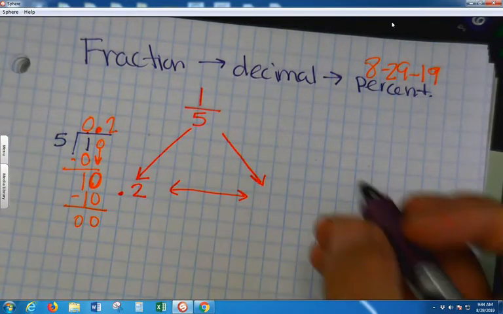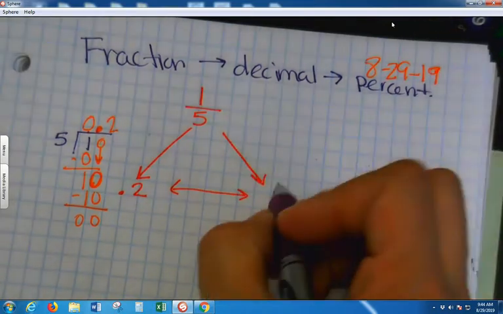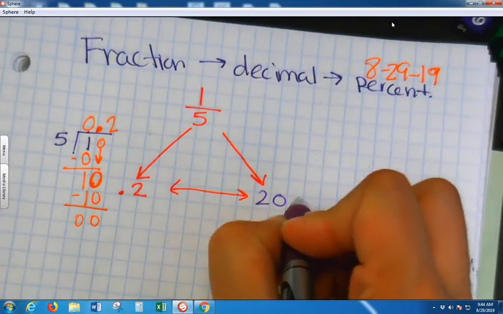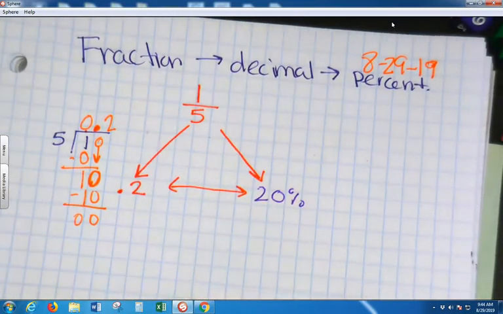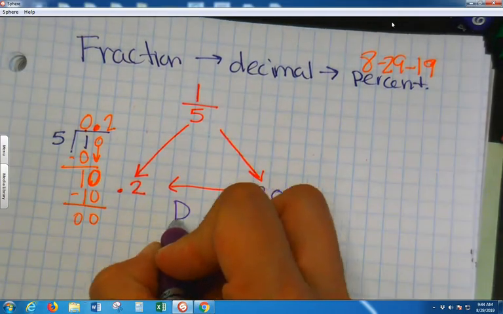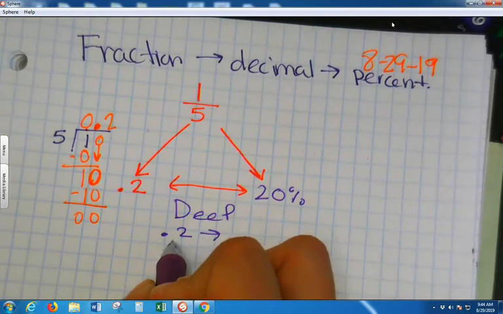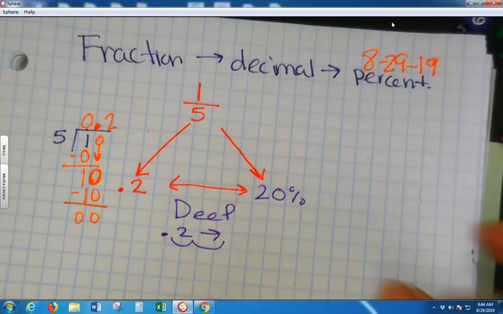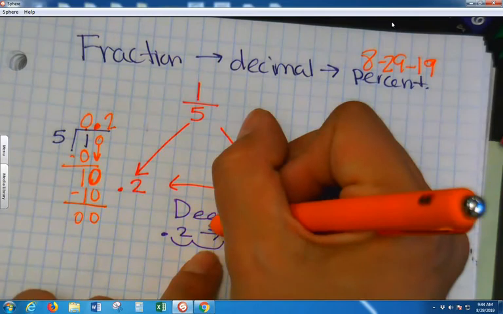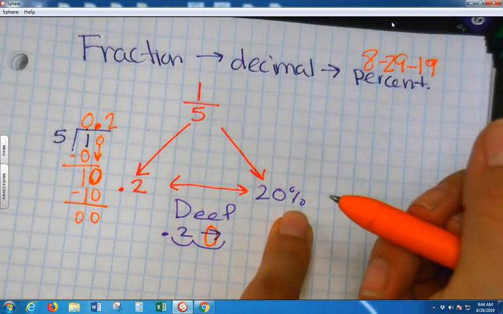Julio, what would be my percent? 20 what? 20%. Don't forget to write the 20%. How did he do that? Well, remember the word "deep" from yesterday? If I have 0.2, I'm going to move it 2 times to the right, so 1, 2. Oh no, I have this empty space right there that I fill in with a 0, so it's 20%.